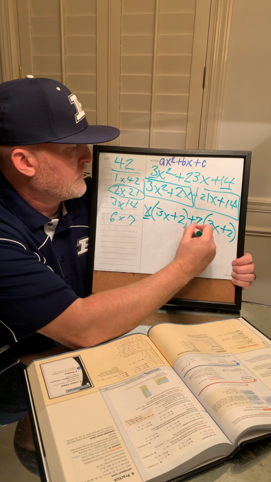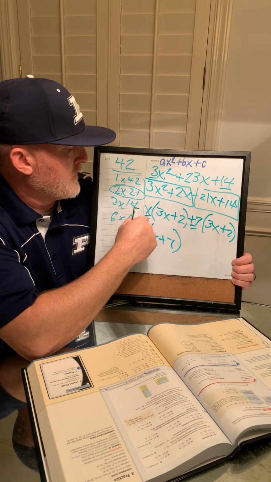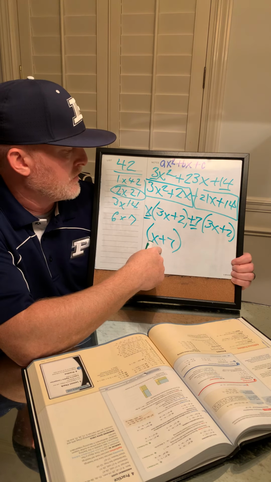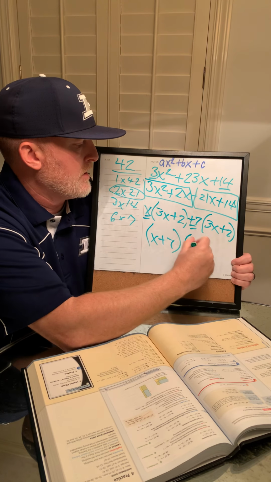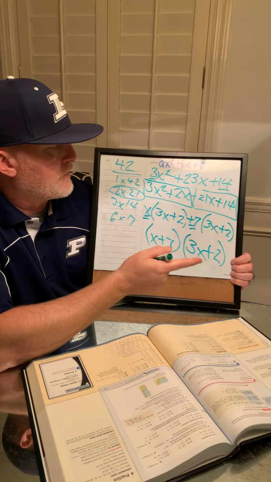So our first set of parentheses in our factored form is those two common factors. We factored out x, we factored out 7. x plus 7 inside our parentheses. Second set of parentheses is that binomial that we have in common, 3x plus 2. So now that's our factored form.